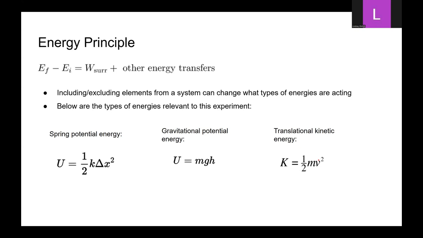Including or excluding elements from a system can change what types of energies are acting. And below are the types of energies relevant to this experiment. We have the spring potential energy, which is 1/2 k delta x squared. The gravitational potential energy is mgh, and the translational kinetic energy is 1/2 mv squared.